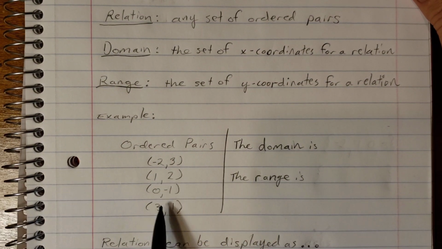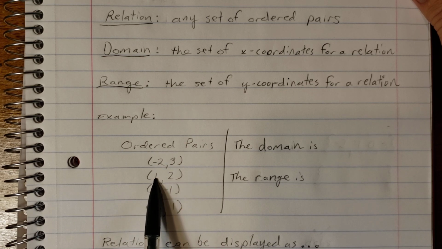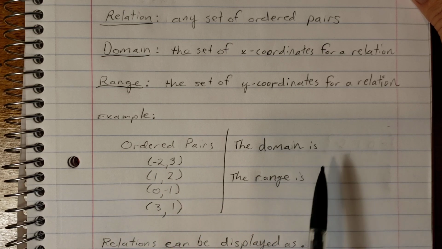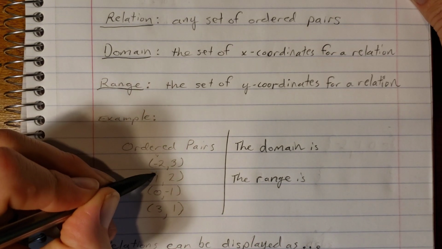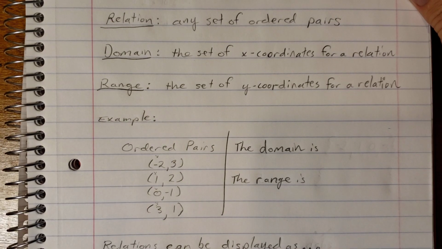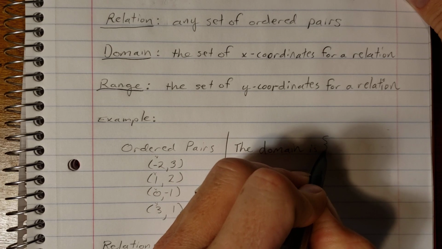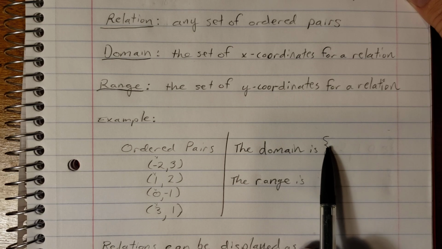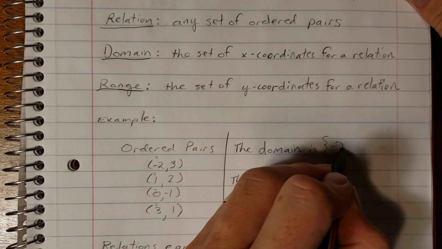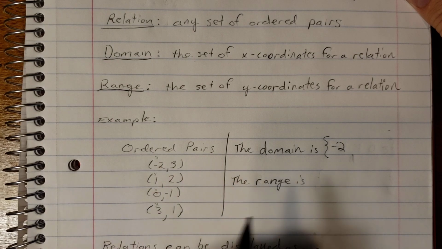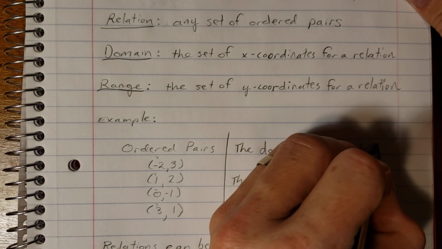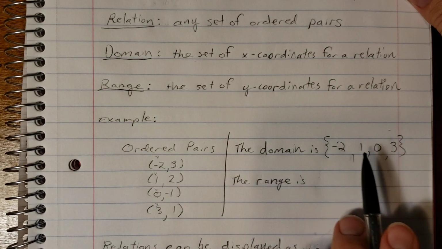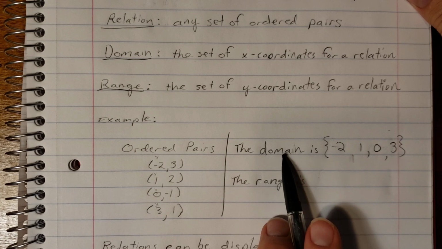In our set of ordered pairs, the first coordinate of each of these ordered pairs, those 4 numbers there, is our domain, because the first coordinate is always our x coordinate. We use these set brackets instead of the regular parentheses to show a set of numbers. It's going to be -2. The first coordinate here is a 1, here is a 0, and here is a 3. So that is the set of all the x coordinates. We call that the domain.